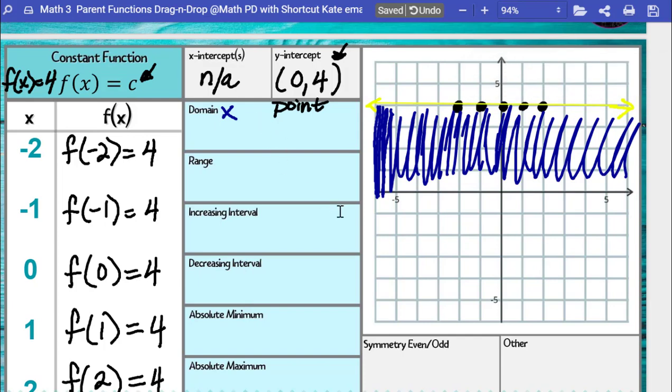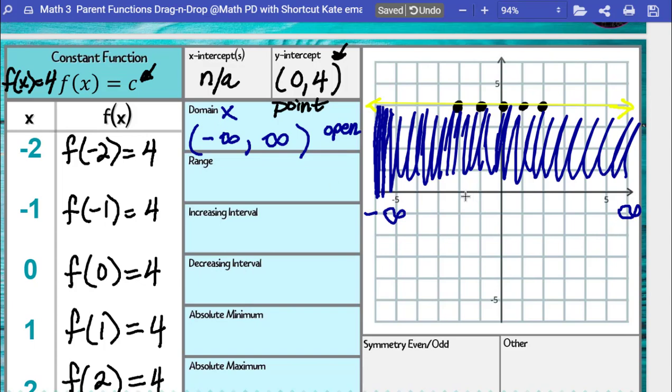Since we have an arrow on the end, we're going to call this -infinity up to +infinity. I'm going to write the domain in interval notation. When we're writing -infinity or infinity, we always use an open parenthesis, because infinity is not a number. It's an action telling us to keep going across that number line.